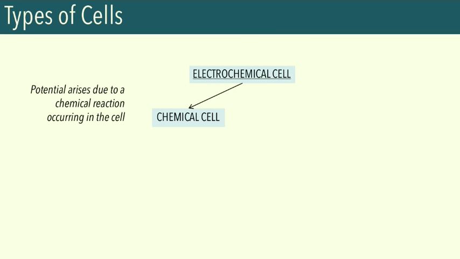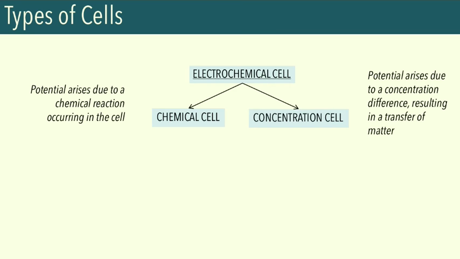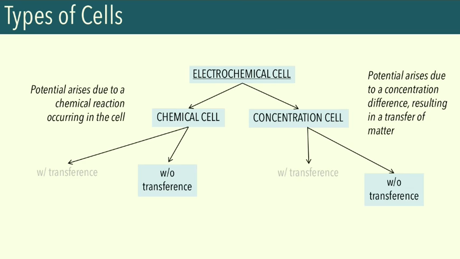Okay, so the other type, on the other hand, is a concentration cell. So by definition, a concentration cell is one in which potential arises due to a concentration difference, therefore resulting in a transfer of matter. Later on, we'll see what makes a concentration cell special and what are the requirements in order to construct a concentration cell. Okay, so these two types of basic cells can also be further subdivided into two other types, namely one with transference and one without transference. Okay, so whenever we talk about transference, this is when we have the involvement of a salt bridge.